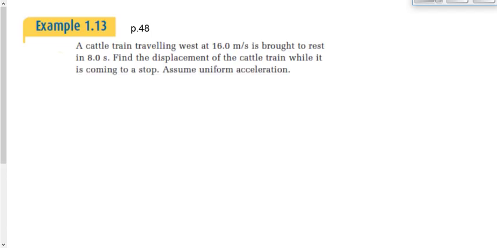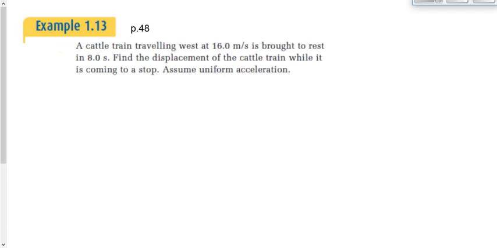Is this group A or group B? Group A? This is constant or average velocity. This cattle train is moving at 16, and then it's stopped. In order to stop, it must slow down or decelerate, right? That's group B, isn't it? When it involves acceleration or deceleration, that's a group B problem. This is definitely group B.